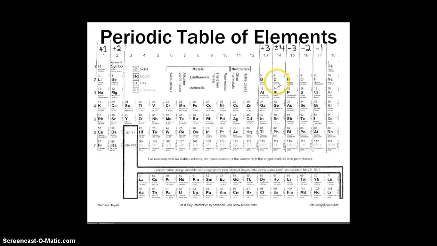Once you get to carbon and silicon, this is where it becomes unique. Carbon can either gain or lose 4 electrons.